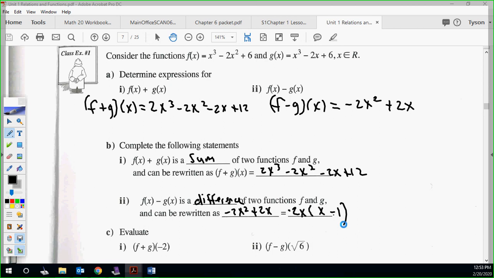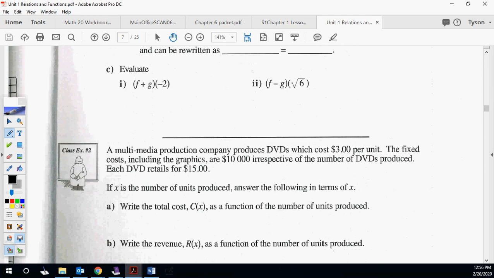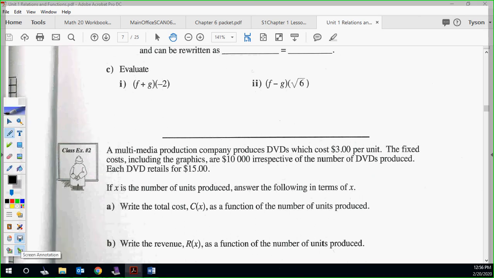I will show you what I mean because you guys look confused and tired. Okay, so f plus g of negative 2. What was our f plus g function again? 2x cubed minus 2x squared minus 2x plus 12, right? So you can do that, and you can plug in negative 2 now.